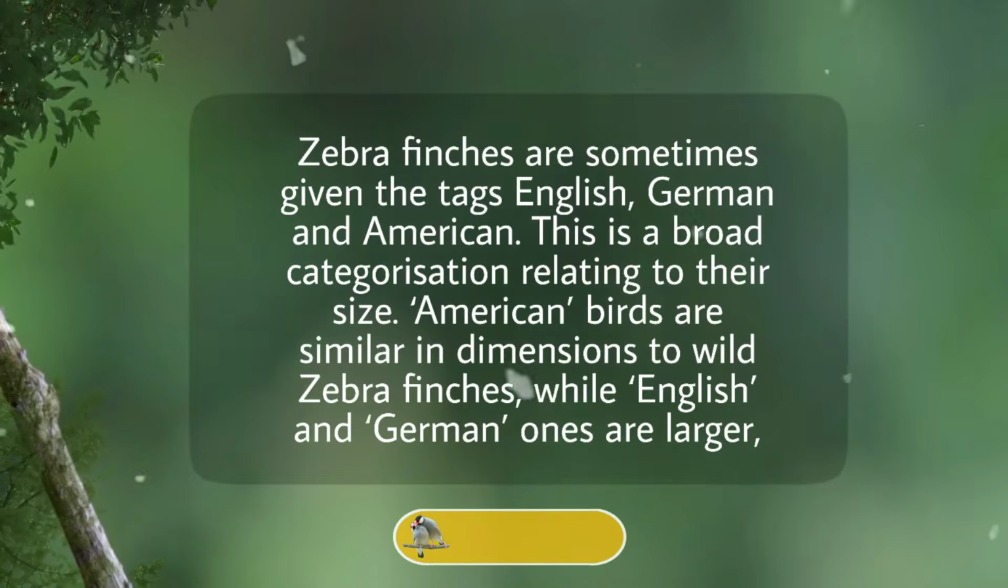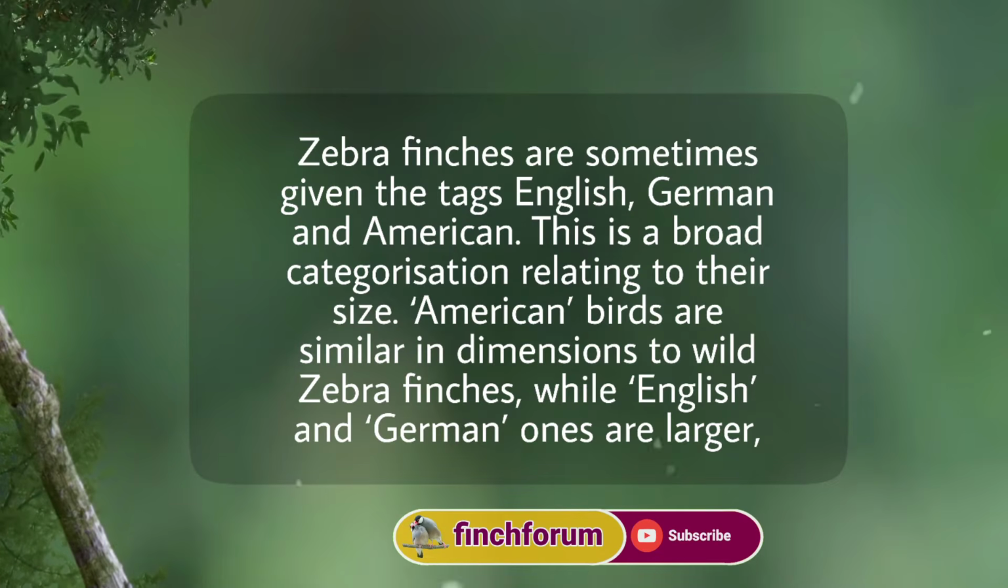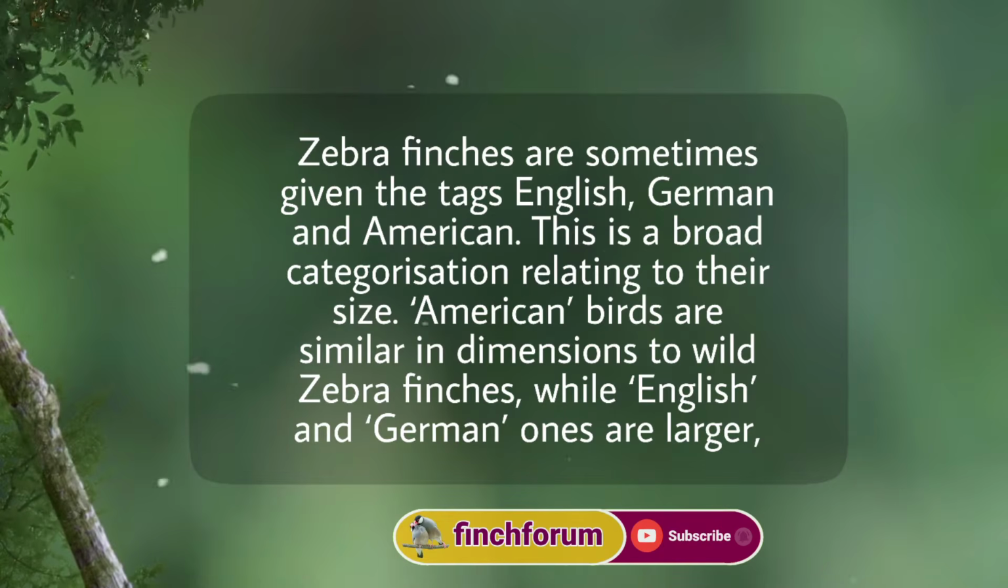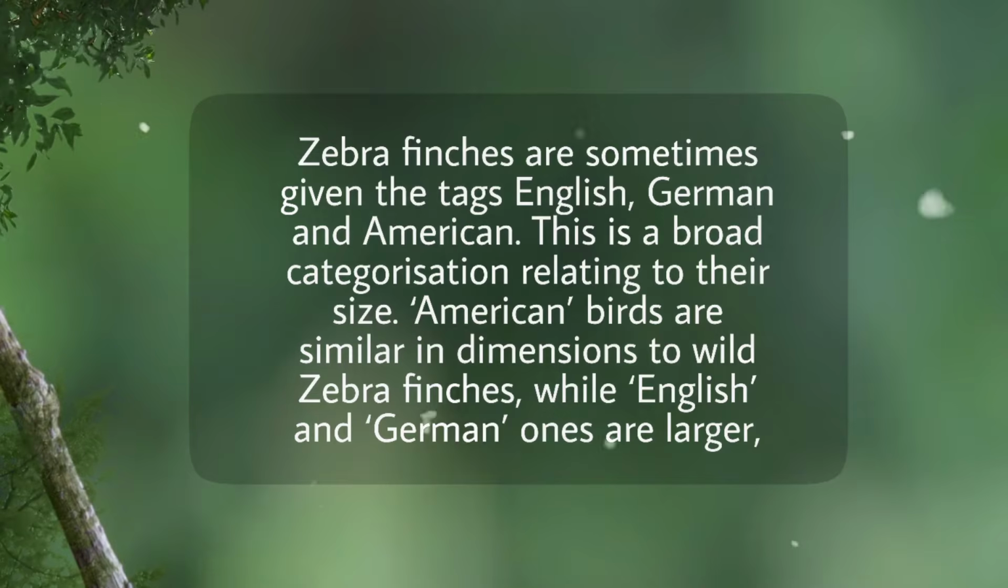Zebra finches are sometimes given the tags English, German, and American. This is a broad categorization relating to their size. American birds are similar in dimensions to wild zebra finches, while English and German ones are larger.